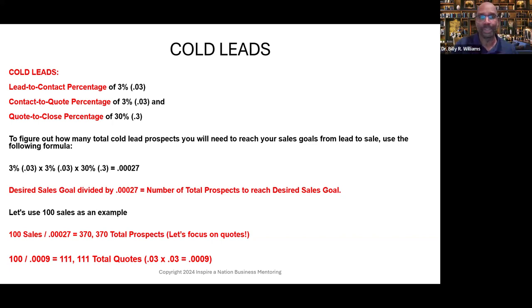Everyone knows that we have a 3% close, contact to quote, lead to contact. Everyone knows that we're about 3%. You mail out postcards, you only expect to get 3% back. You send out a drip email, you only expect to get 3% back. It's just once we apply the numbers and you see how big the numbers are, then people freak the hell out.